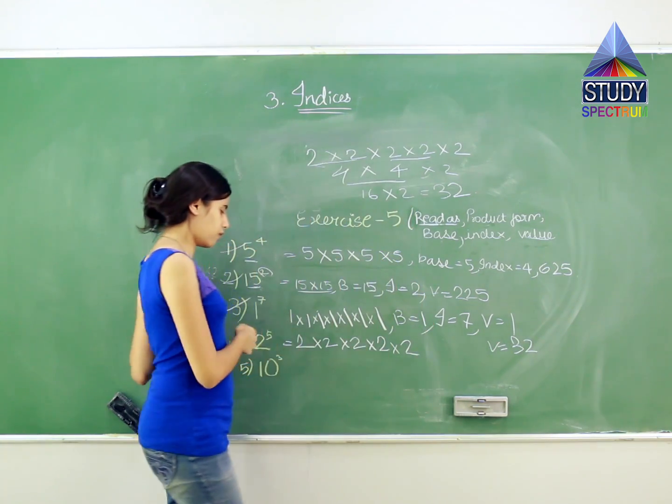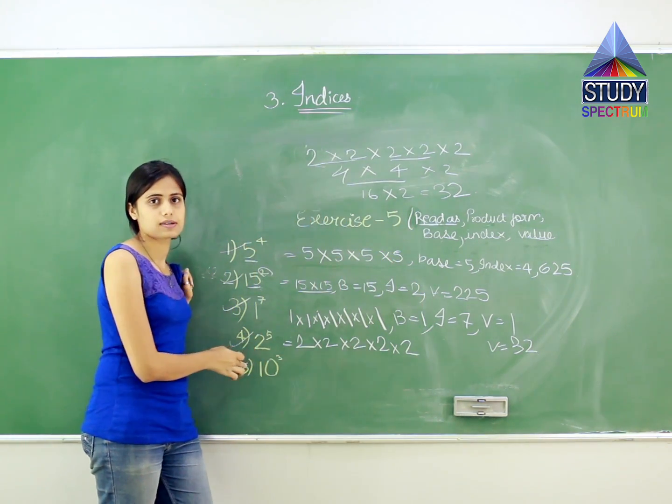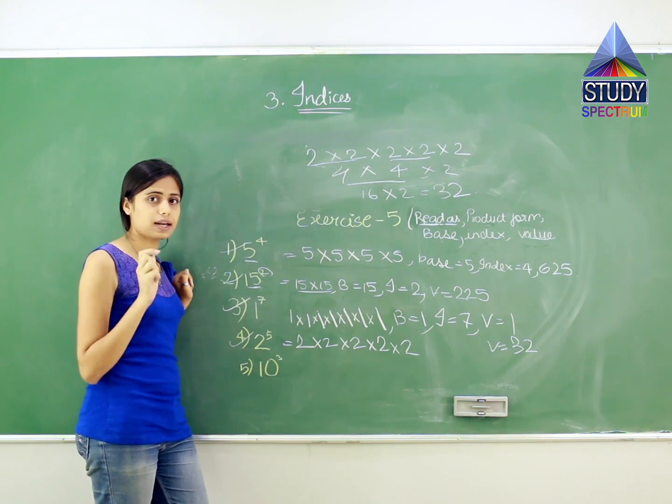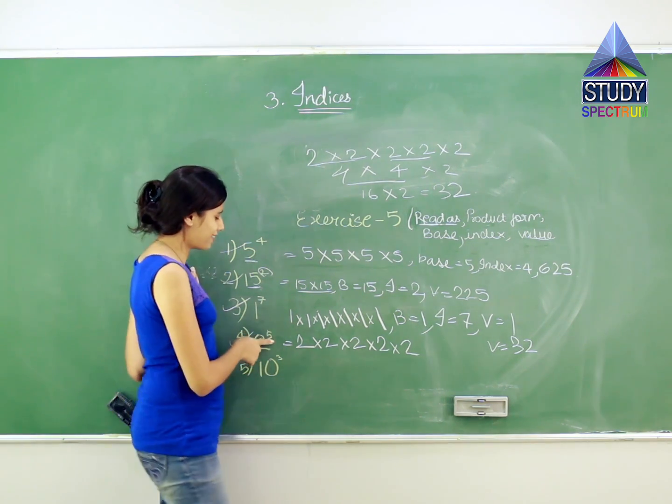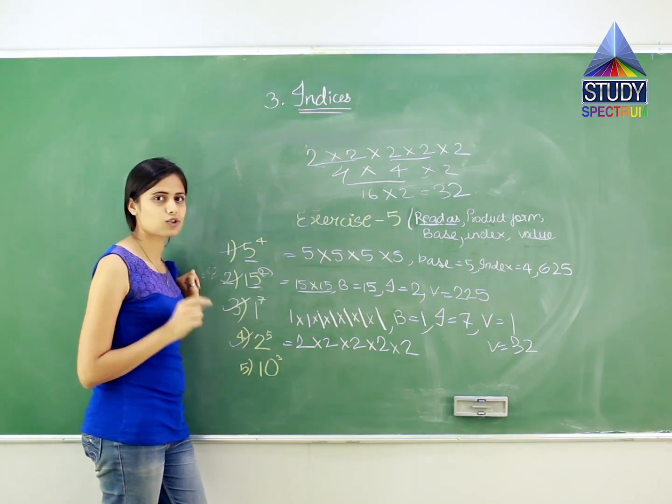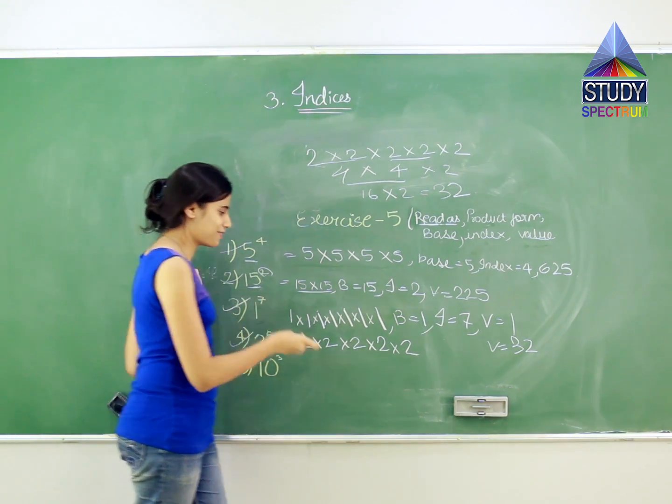Now tell me over here what is a base and what is an index. The number greater in size, bigger in size, is what? Base. So over here we have 2, and the number smaller in size is the index. So what we have over here? It is 5.